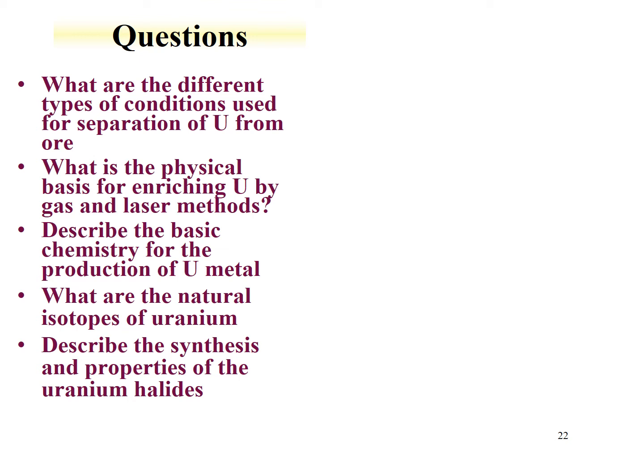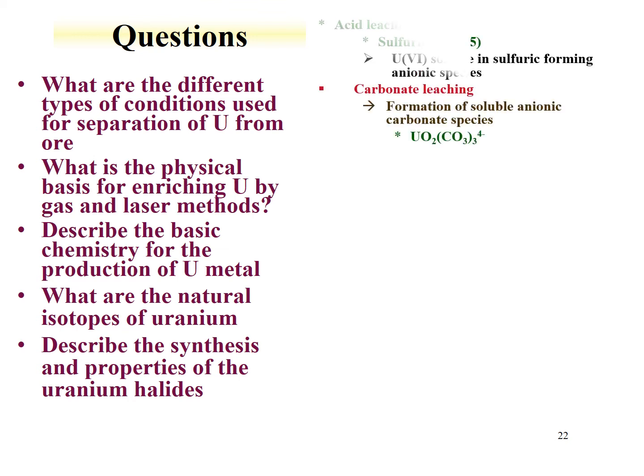One would be, what are the different types of conditions used for separation of uranium from ore? Well, there's 2 types of conditions. One would be an acid leaching, for instance with 1.5 molar sulfuric acid. Uranium-6 is soluble in sulfuric acid forming anionic species, so uranyl sulfate. Anionic species are also formed with carbonate leaching. So in a basic system you can form carbonate systems. The uranyl carbonate will go into the solution phase. This is beneficial because a lot of metal ions will then go into the solid phase, so you can achieve an initial bulk separation with this route.